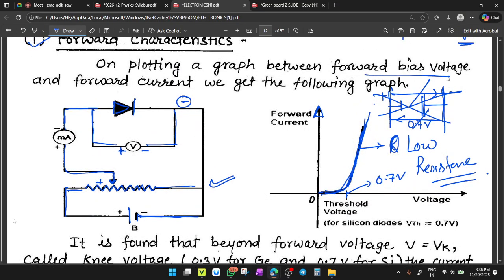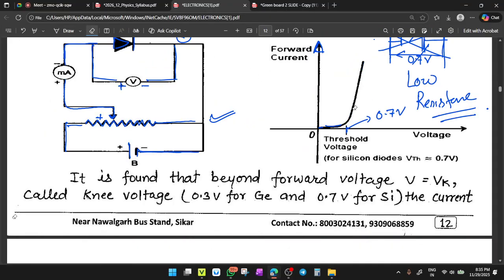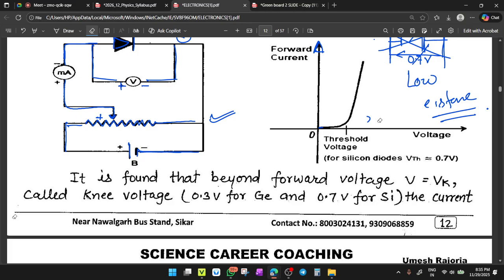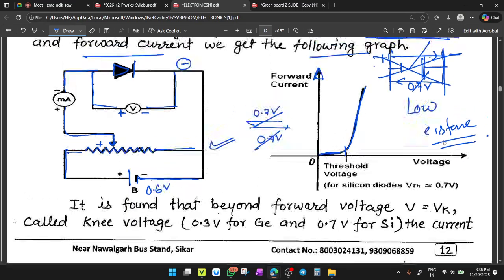On plotting a graph between the forward bias voltage and forward current, we get the following graph. I'll talk about this graph first, till the threshold voltage. It is also called knee voltage. When you apply lower than 0.7 volt for silicon, like 0.6 volt, no current will flow because there is a barrier voltage of 0.7 volt. Now, as you apply 0.7 volt, this applied voltage cancels the barrier voltage and charge carriers are free to move across the junction, and current will rise highly.